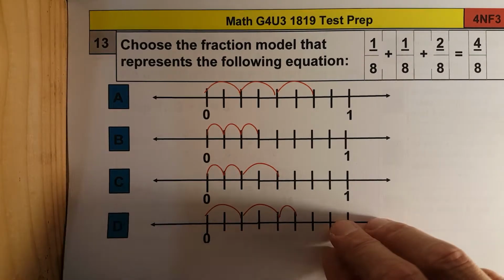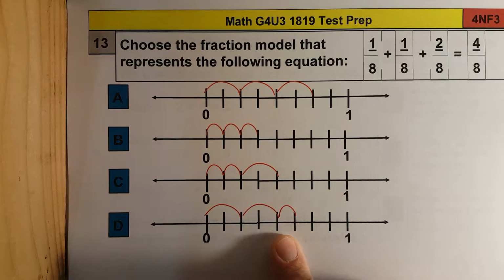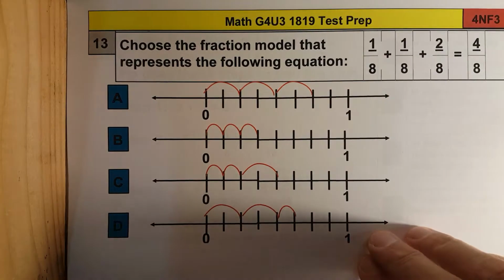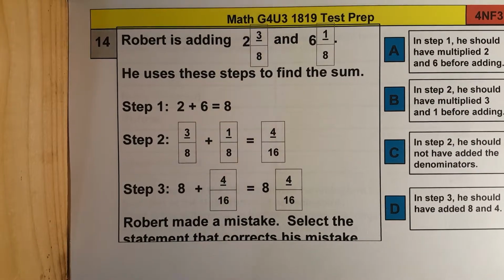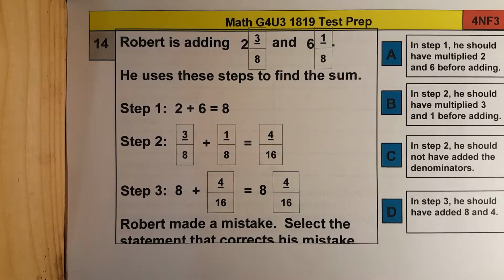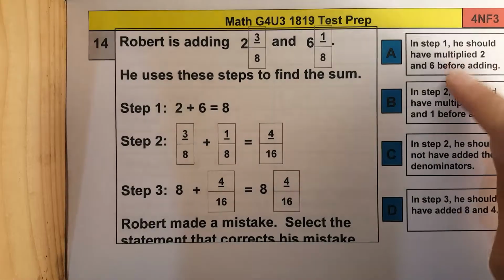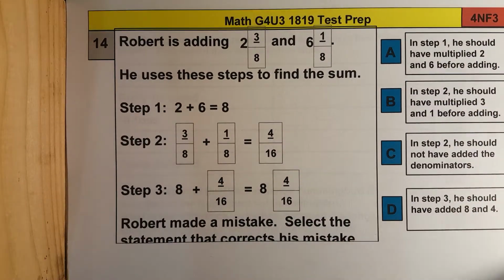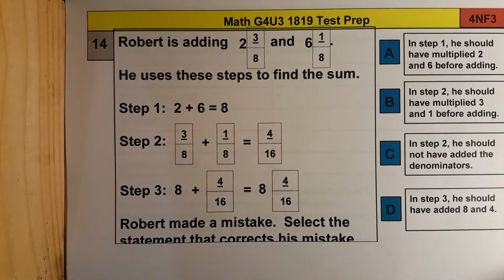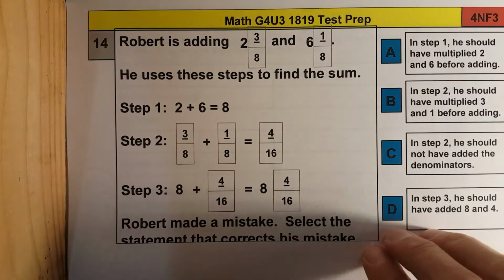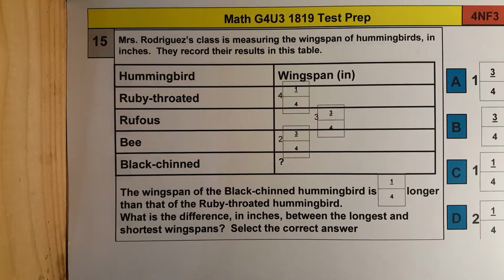Number 13, you see a number line again. So go back and review number lines. Make sure you know how to use a number line. Number 14, you start seeing a lot more wording, and here's multi-steps. Unit 2, we had multi-step word problems. So you can see it is much longer. Number 15.